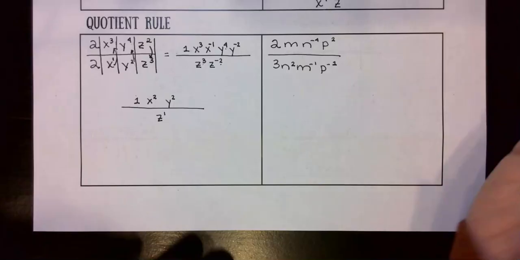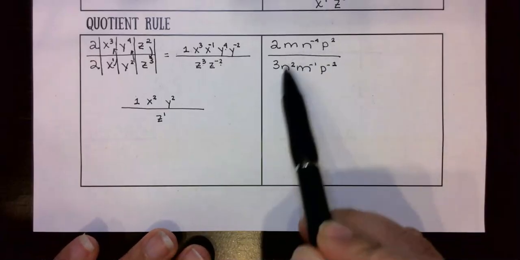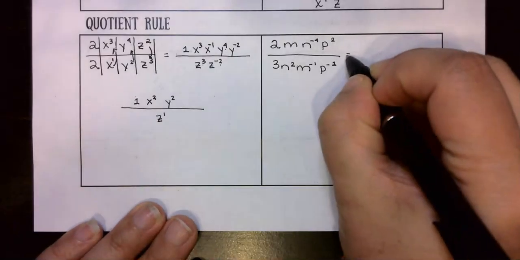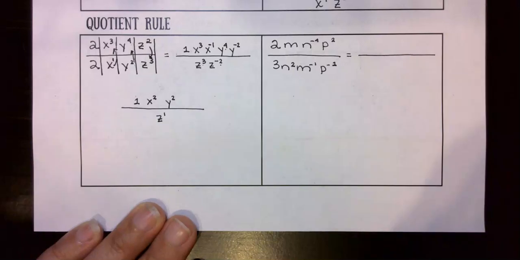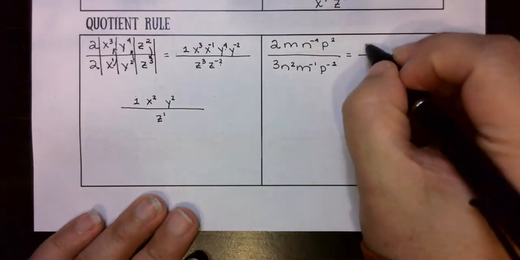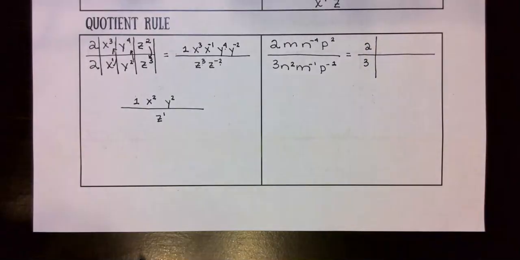So the first thing I'm going to point out is I do have to rewrite it because the m's are not stacked, the n's are not stacked. So let's go ahead and rewrite it because I find that this helps us focus on one variable at a time. So we have two coefficients. We have 2 and 3. So those will be stacked.